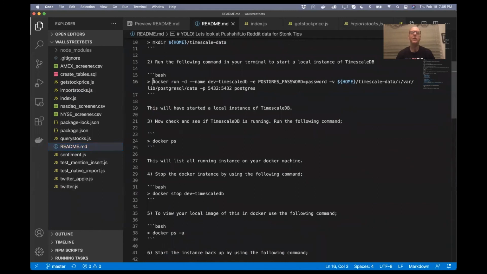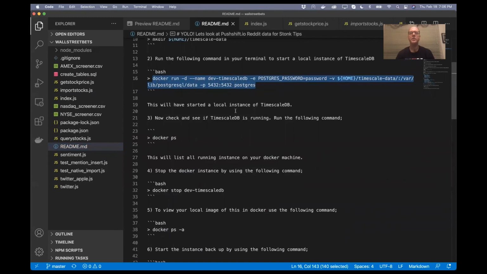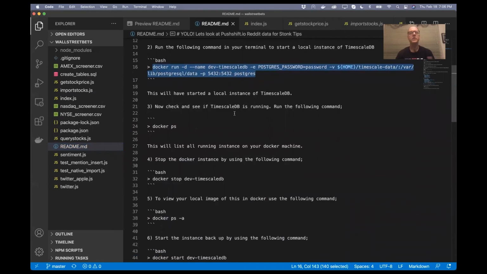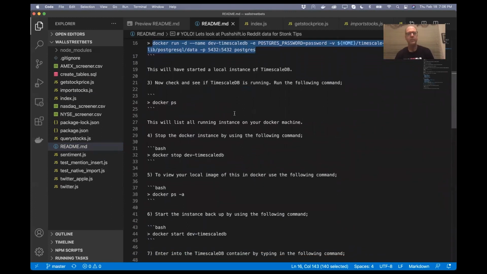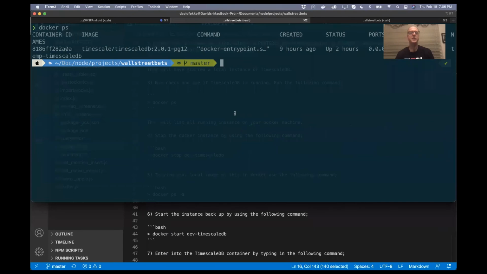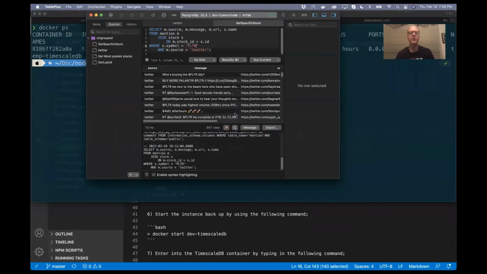all you have to do is run this Docker run command, and this will create a database. Here it's just creating a Postgres database. For this example, you can use Timescale or Postgres. And then I just did a check to make sure that it's running. I'm using an application here called Table Plus, so I can come in here and run queries against this.